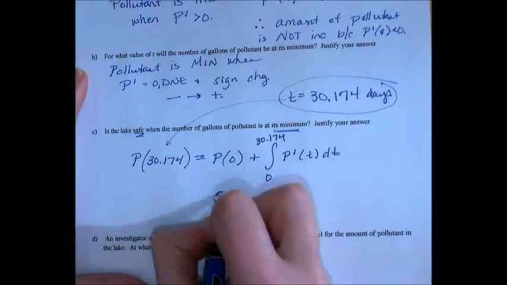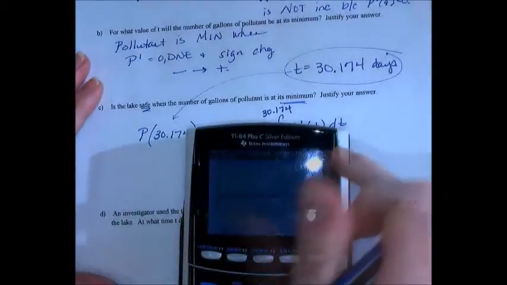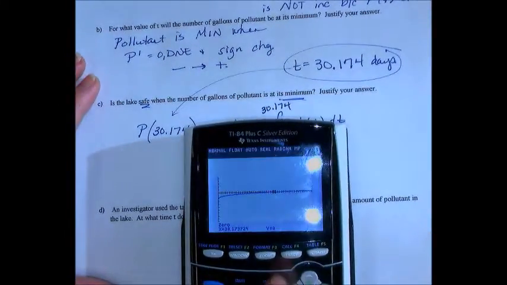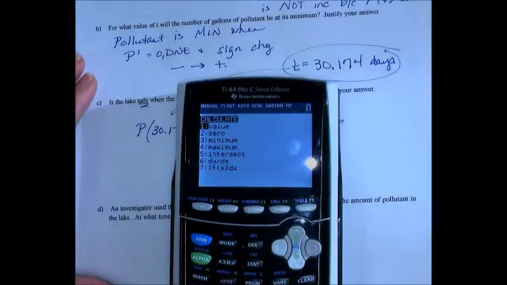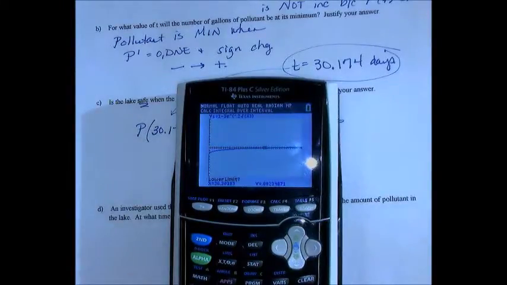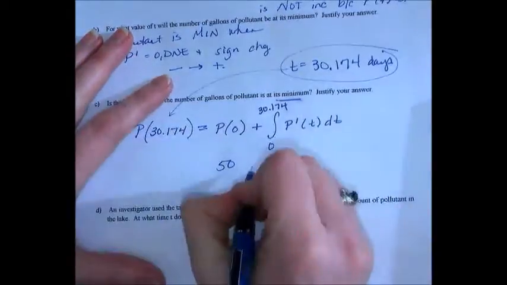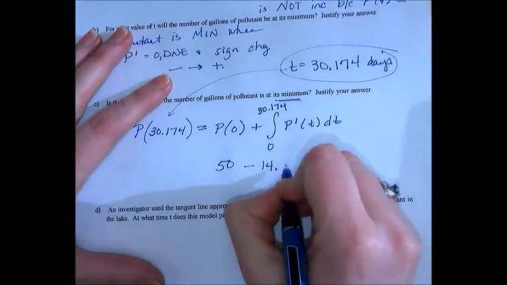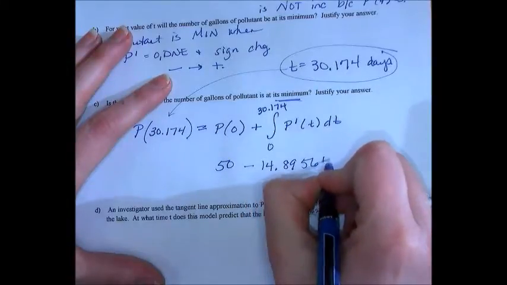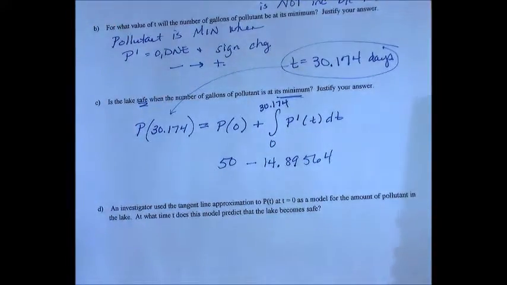Now the starting is 50, and now I have P prime on my calculator. Second trace, I'm going to go to option 7. It's going to ask for a lower limit of 0, enter. My upper limit is 30.174, enter, and it's going to give me that answer. Hopefully. It's going to go a little slowly, but we'll get there. Now, this area is below the x-axis. That's negative, so this is a good thing. And I've got an integral of negative 14.89564, it looks like. Don't round those answers until the very end.